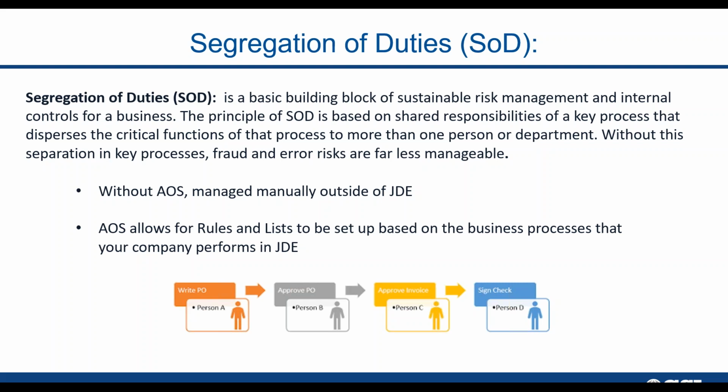And as you can see here, down at the bottom of the little graph, person A can write the PO, person B can approve the PO, person C should approve the invoice or enter the invoice, and then the last person, D, can sign the check. Technically, you could have everybody doing all four of these, which again is not recommended, and thus why we're having this conversation today. And they would show up on an SOD report or show up as an SOD violation to an auditor. So breaking these processes apart is the whole premise around segregation of duties.